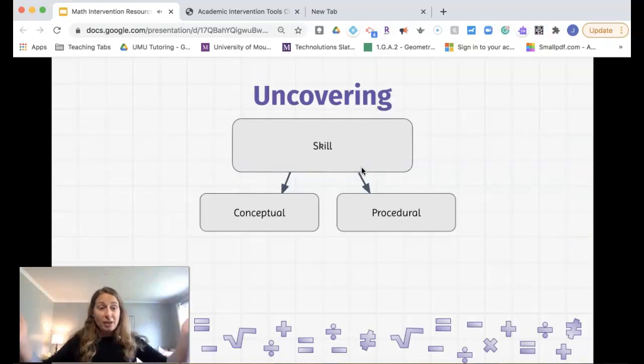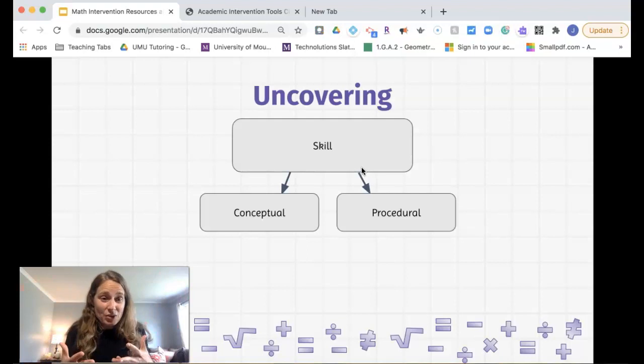So we're uncovering. I have a skill my students are learning, and what I'm looking for when I'm uncovering is not, are they correct? And is the work on their paper correct? I'm not looking for that. What I'm looking for when I'm trying to uncover is, do they have conceptual understanding? Do they understand the how and the why and how this fits into the larger spirit of the math that we're doing?